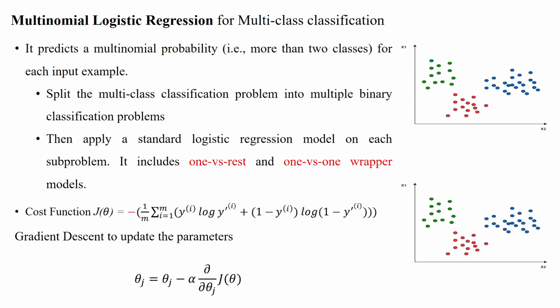Hi everyone. Logistic regression can be applied to multi-class classification problems. It predicts multinomial probability values. That is, if a dataset has more than two classes, it will identify multiple probability values by splitting the multi-class classification problem into multiple binary classification problems. Then for each binary classification problem, we can apply the standard logistic regression model as we discussed in the previous videos. It can be done using one versus rest and one versus one approaches.